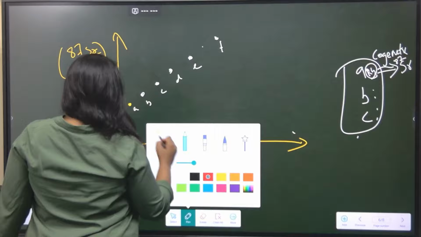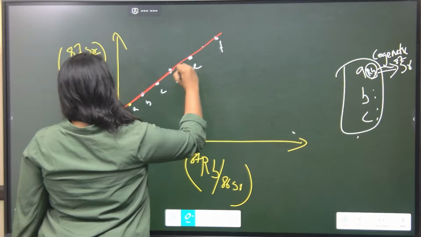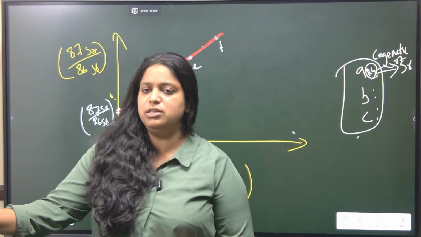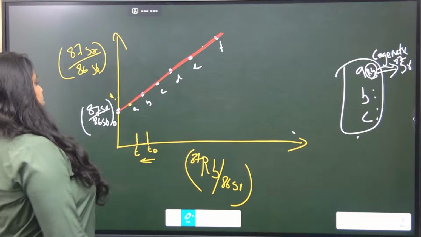We'll draw a best fitting curve. A best fitting straight line will be drawn. And by any process, you can either choose a regression method or any statistical method can be used to draw the straight line through A, B, C, D, E, and F.